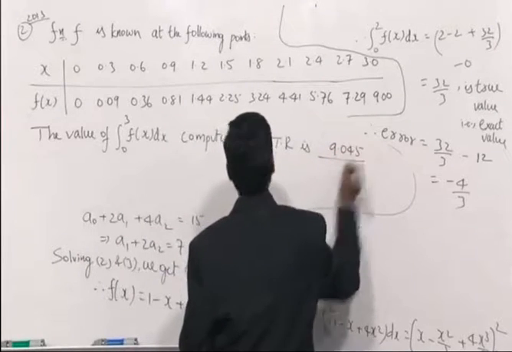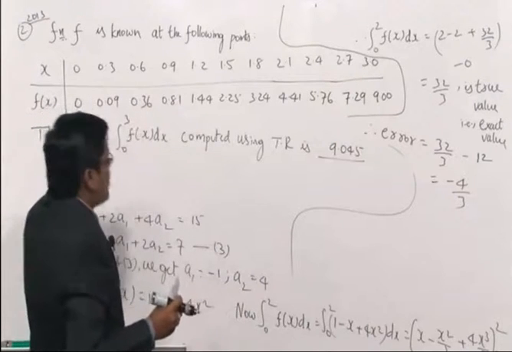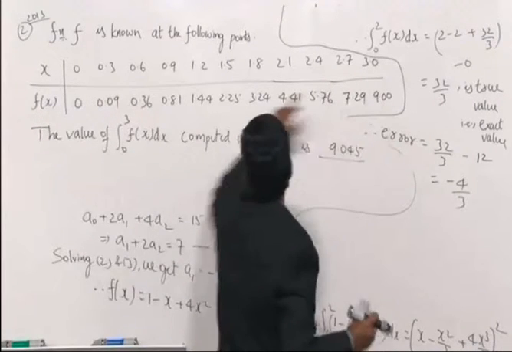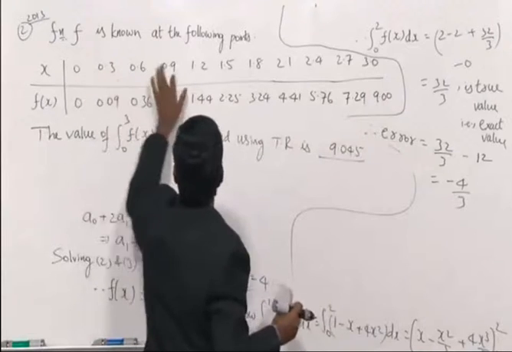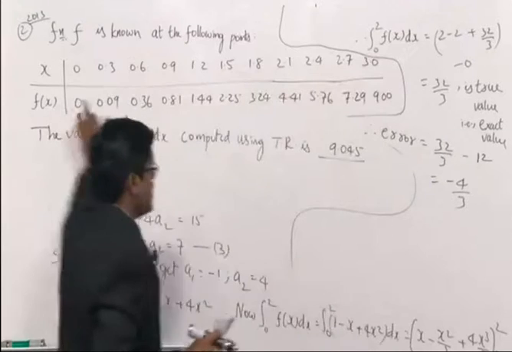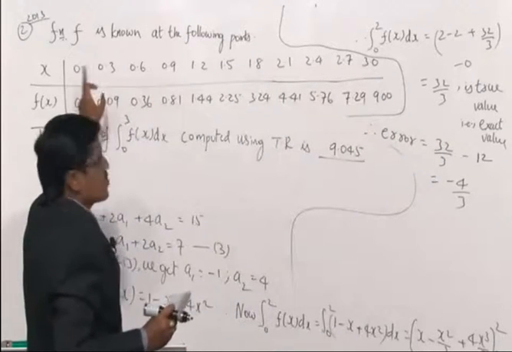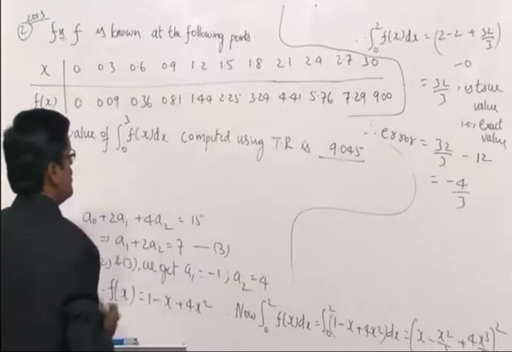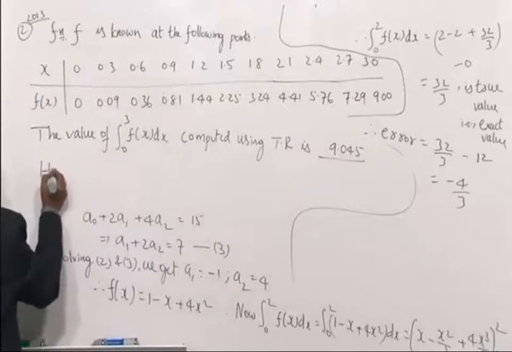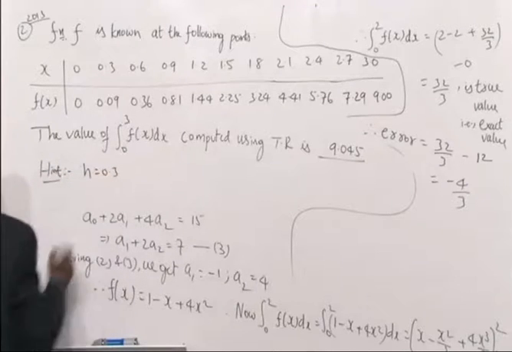You need not evaluate the function values, since they are given. So this is y naught, this is yn. Yn means how much? See, 0, 1, 2, 3, 4, 5, 6, 7, 8, 9, 10, 11 values are given. So this is y naught, this is y10. The h value, the difference of two consecutive x values, is 0.3. Hint: h value is equal to 0.3.